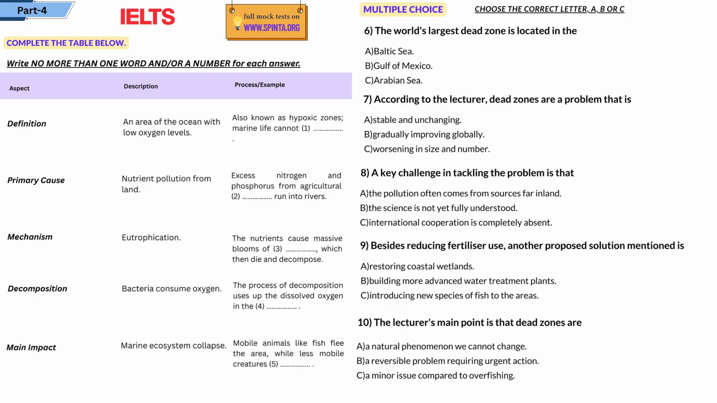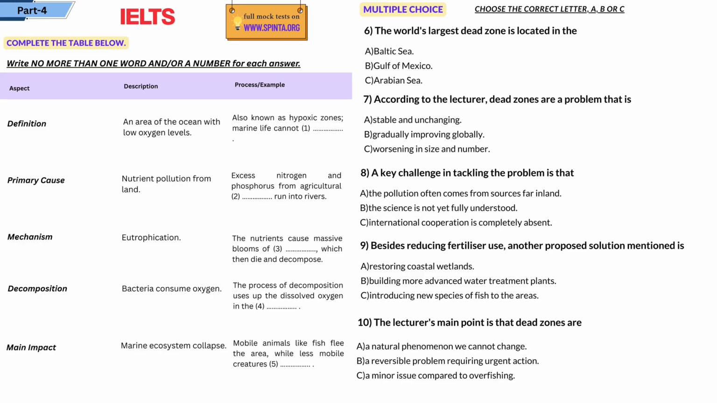The impact on marine life is, of course, catastrophic. Animals that are mobile, like adult fish, can sometimes flee the area as oxygen levels drop, though they are often forced into smaller, less suitable habitats. But slower, less mobile creatures that live on the seabed, things like crabs, lobsters, oysters, and worms, are trapped. They cannot escape, and as the oxygen vanishes, they simply die, leading to a massive ecosystem collapse on the seafloor.